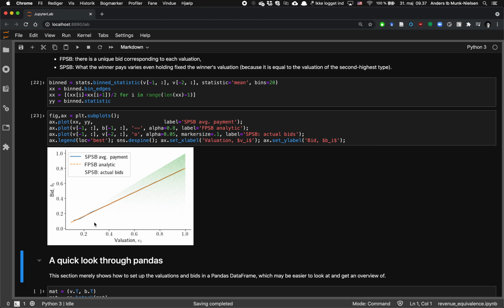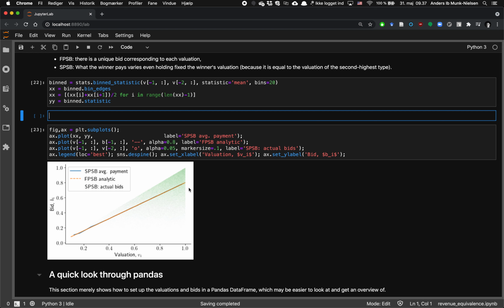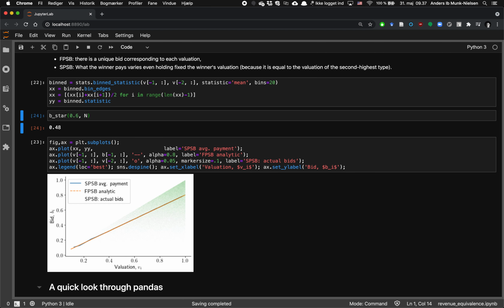And so first off, what we can note is that in the first price sealed bid auction, which is the orange line here, if you have a valuation of 0.6, there's no distribution. You always bid the same amount, which is given by B star of 0.6 with the number of bidders that we have. So you always bid 0.48. That's what's out on the y-axis here. There's no variation there.